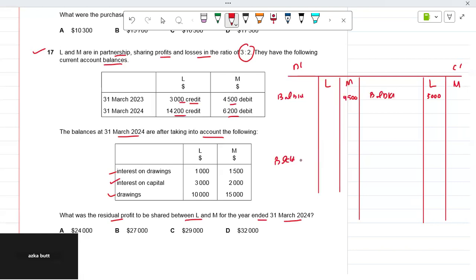The closing balance, first of all, should show on the opposite side because this is the credit balance. So it means that it will show here as the old balance, and this is 14,200. But the closing balance we have to show here, and 6,200 is the debit balance. So we will show this here. And let me show here.